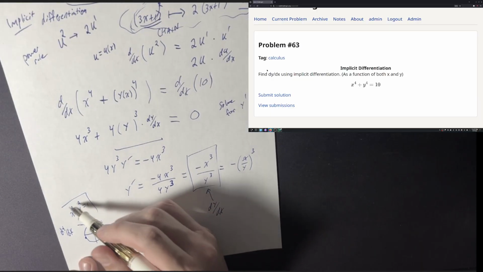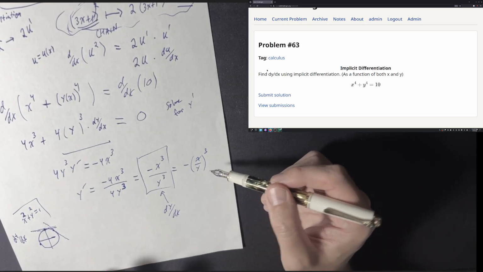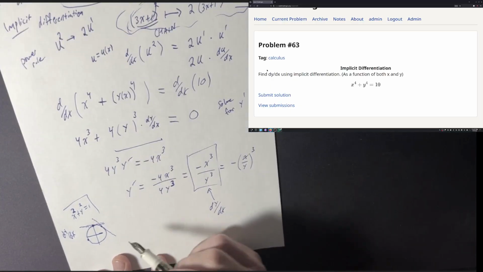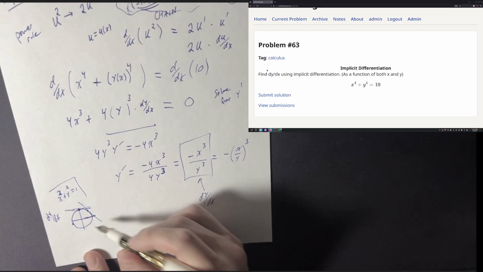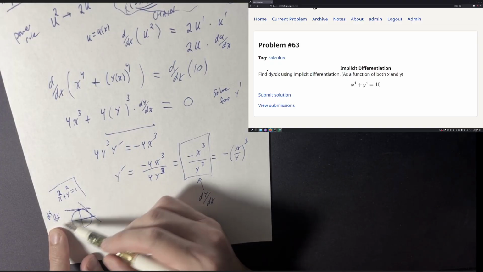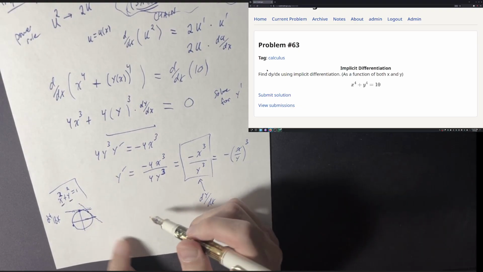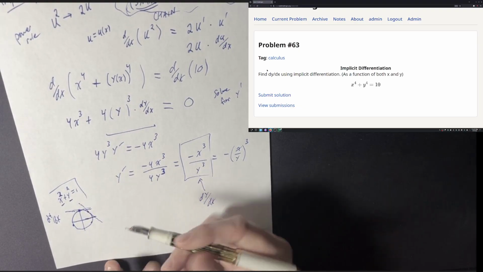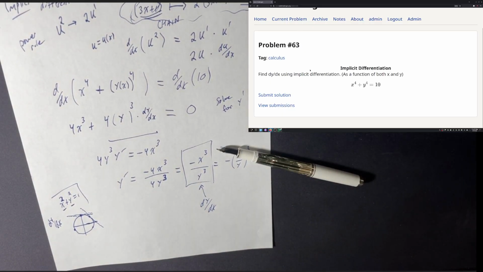I'm not going to do that example out because we just did a more interesting one, but it looks like negative x over y. So it is not surprising at all to me that the slope of this kind of shape depends on both x and on y. It should depend on both x and y. All right, let's move on to our next problem.